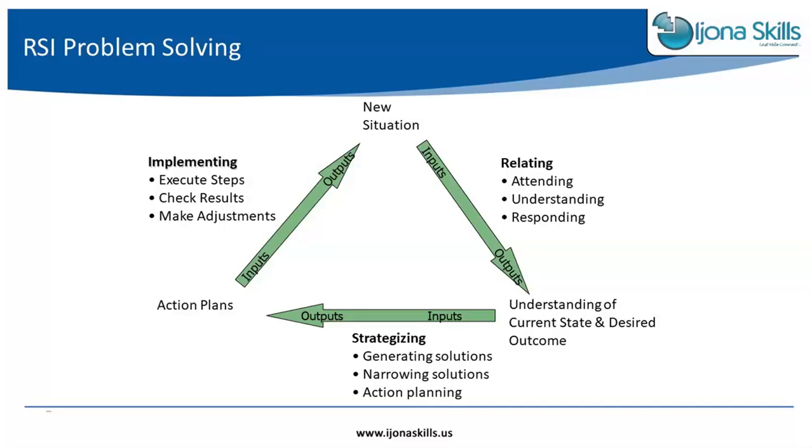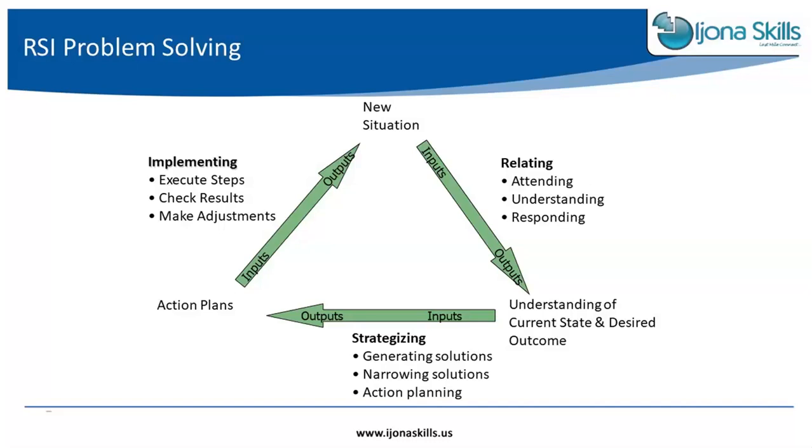We say, okay, now that we've arrived at an agreement of the solution path we're going to follow, each and every one of us has to craft an action plan. What steps will each of us be taking, and according to what schedule? And so finally now we're ready to implement our action plans. We execute the steps and we check the results.